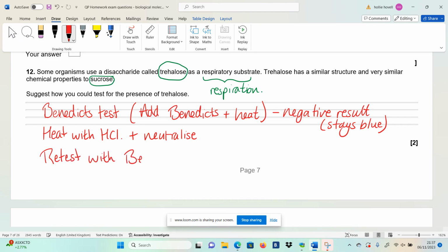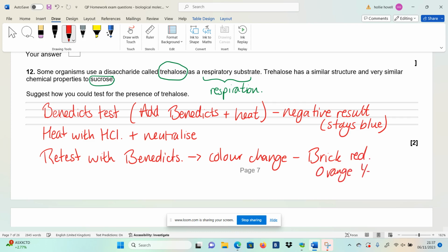So add the Benedict's and heat again. And this time you should get a colour change. Now, if there was a high concentration, it would go brick red. But remember, it's still a positive result if it goes orange, yellow, or green. They're all positive results. They're just different concentrations of it. Okay, so make sure you know how to describe that method.